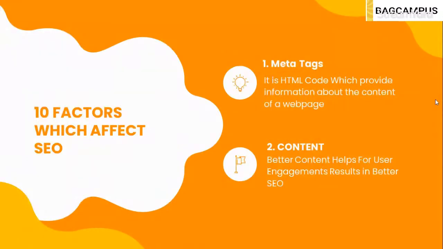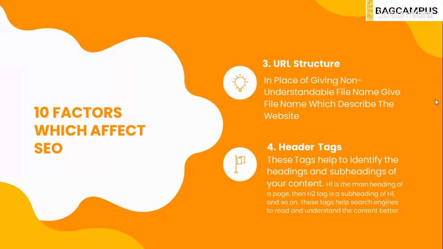Meta tags are HTML code which provides information about the content of the web page. We discussed more on this. Then we discussed content. Then we understood what a URL structure is. For example, I will repeat that the URL should be proper. It should not be random.